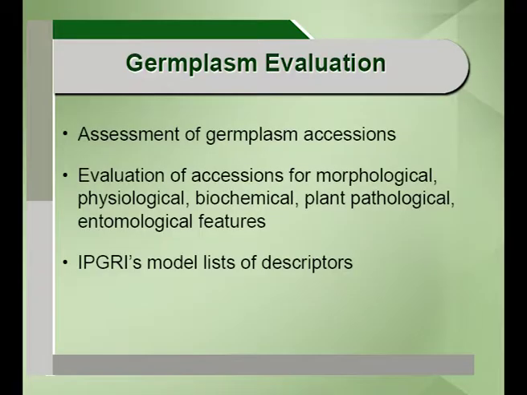It is having any tolerance to cold, drought, flood. So this is also possible by proper evaluation. So this is the aim of germplasm evaluation. The germplasm or accession is evaluated for morphological features, physiological features, biochemical features, plant pathological features and entomological features. For the resistance to the pests and diseases, biochemical, that is also a very important trait. For all these traits, the accessions will be evaluated.